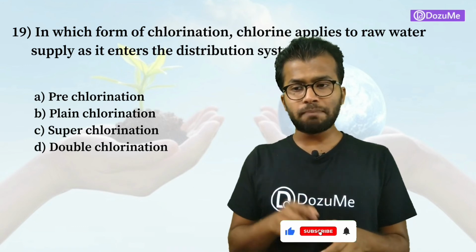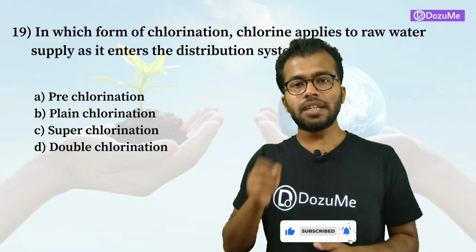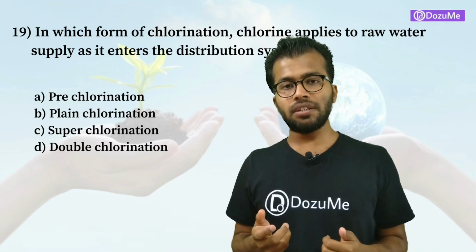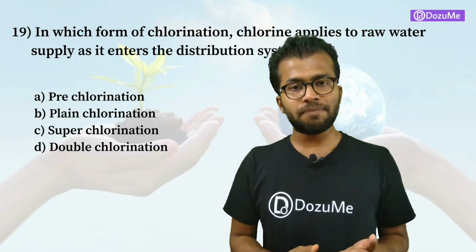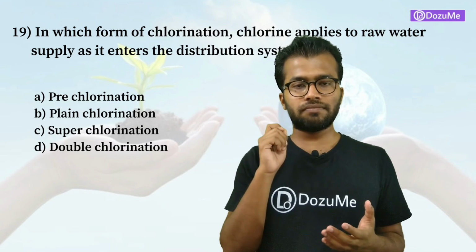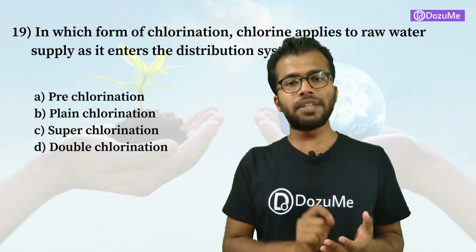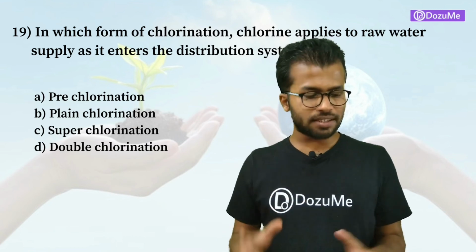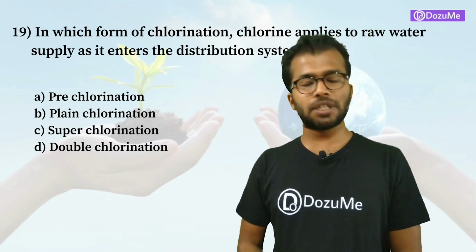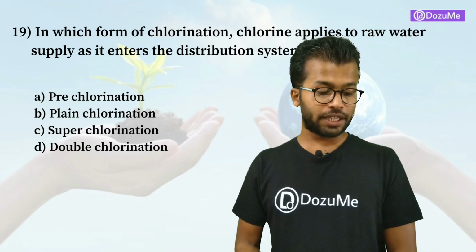If you add the chlorine before the distribution system only, it will be known as plain chlorination. If you add a huge amount of chlorine for extra safety, for the excess amount of bacterial or poisonous water, then it will be termed as super chlorination. So these are the terms. So here the question is before the distribution system. So option B will be the correct answer, plain chlorination.